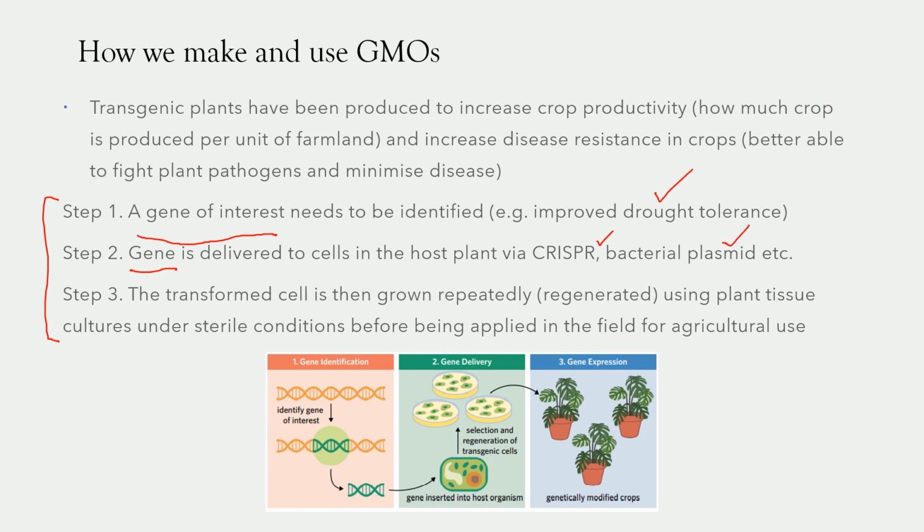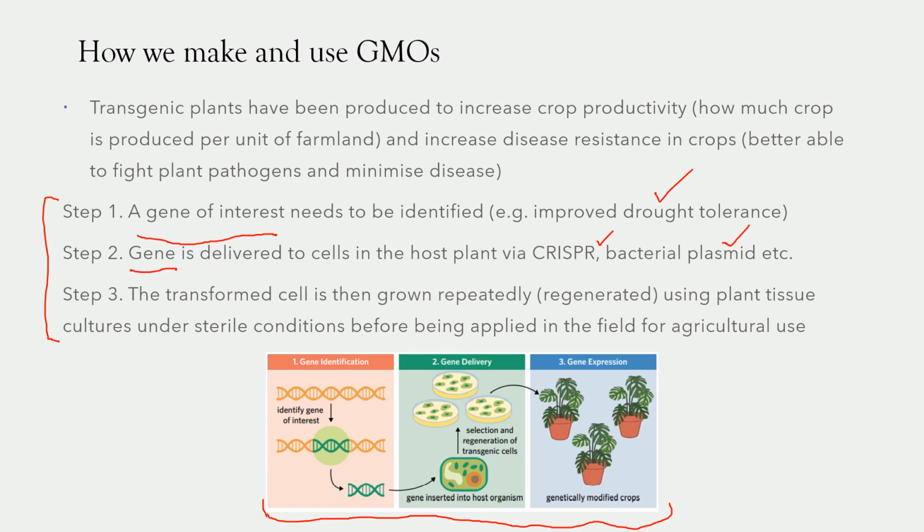And then the transformed cells, so whatever that looks like, are then grown repeatedly and cultured under sterile conditions. And then finally, once we have the organism that we want, we then put it in the field for agricultural use. So here's a little depiction down here, but it's really everything that we've learnt about coming together. So we isolate that gene, we use restriction enzymes, ligases, etc. We might amplify it using PCR. We might use CRISPR or recombinant DNA cloning to introduce the gene of interest.